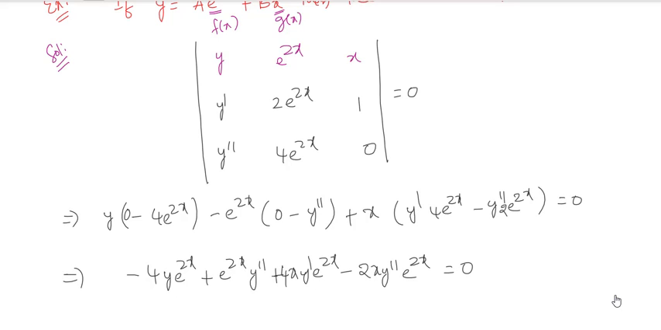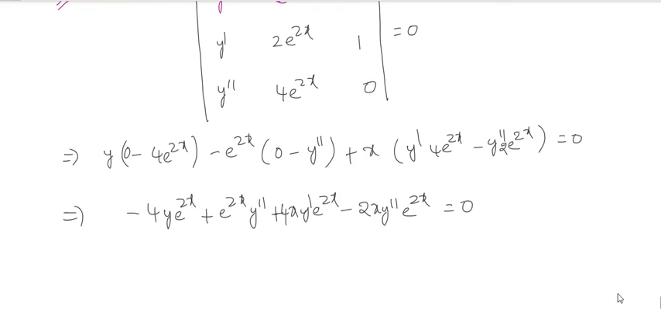Yeah. So now if you simplify it, you can simplify this. Take e to the power of 2x as a common factor. Keep that outside, and what will you have here? If I take e to the power of 2x as common in all of those, you will have minus 4y plus y double dash plus 4xy dash minus 2xy double dash is equivalent to 0.